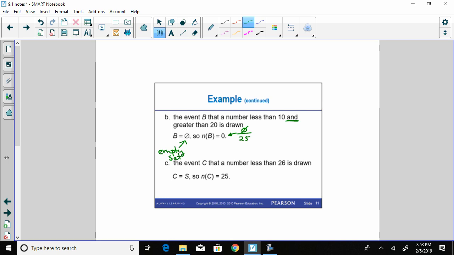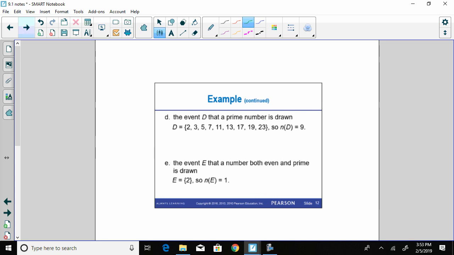Okay, and the event C, that a number less than 26 is drawn. What is the probability of C happening, right? A number less than 26. Well, how many is that? There's 25 out of 25. That's a 100% chance of that happening, right? Every single number in that set is that way.